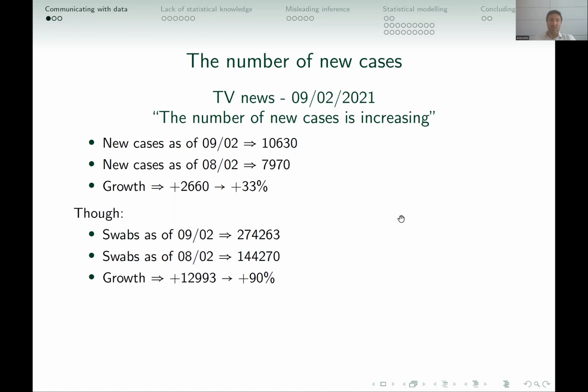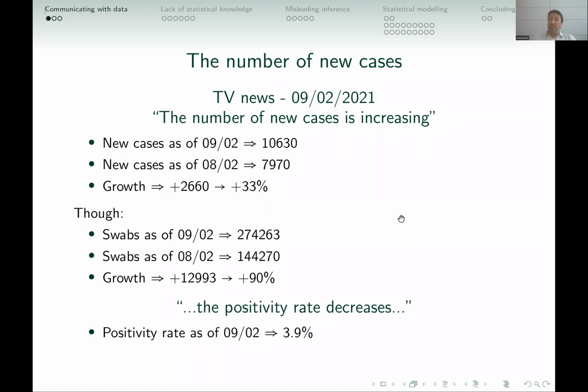during the same news, they also said the positivity rate decreases. This is because, of course, looking at absolute numbers could be misleading. The number of new cases, of course, depends on the number of swabs. This is rather obvious. I'm pretty sure that for you it is obvious, but when we communicate the data, we have to think about the general public and the message we would like to pass. The number of tests from one day to another increased by 90%. And so the positivity rate decreased.